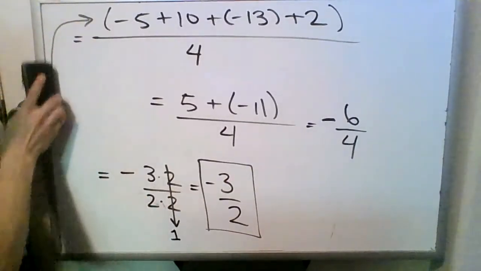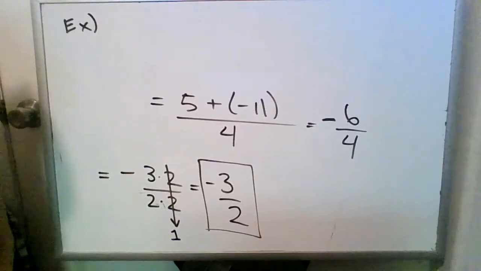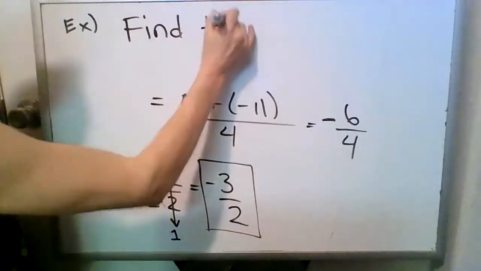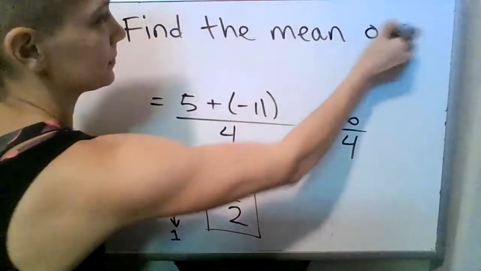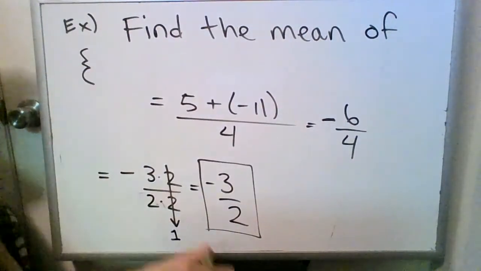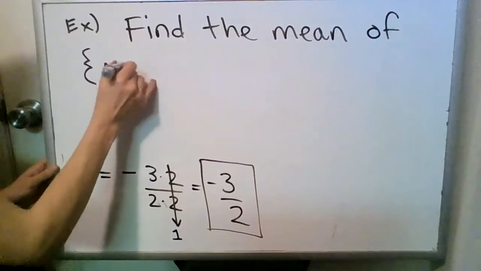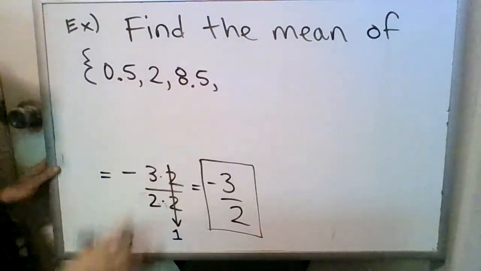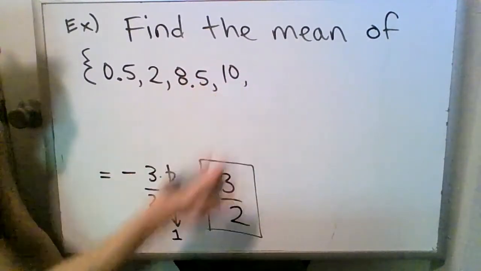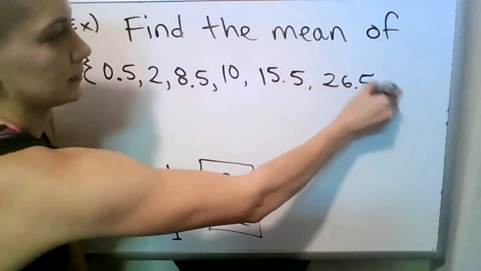Cool. One more. Find the mean of the data set that contains 0.5 and 2, 8.5, 10, 15.5, and 26.5. That's it.